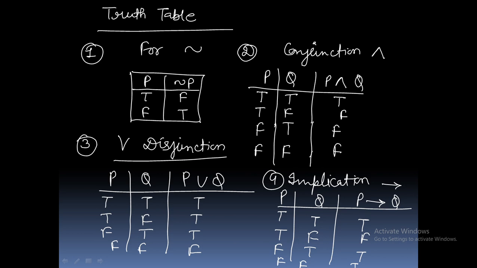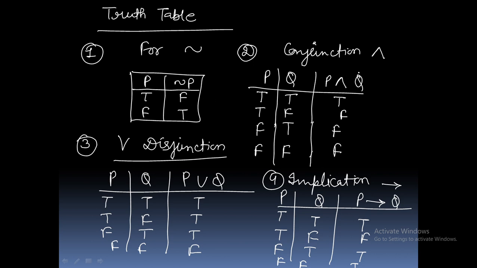First I am going to explain about negation. This is a negation symbol. This is also not P. If P is true, the result will be false. If P is false, then the result will be true in case of negation.